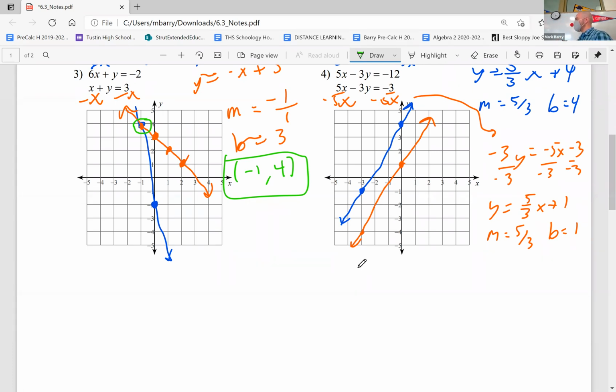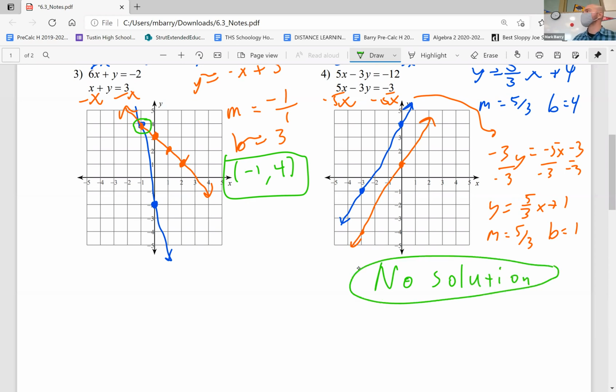We're going to see that on our next problem, what infinitely many looks like, actually. So what's the other option, the other kind of special case we have? No solution, yes. When they never intersect, that's going to be a no solution.